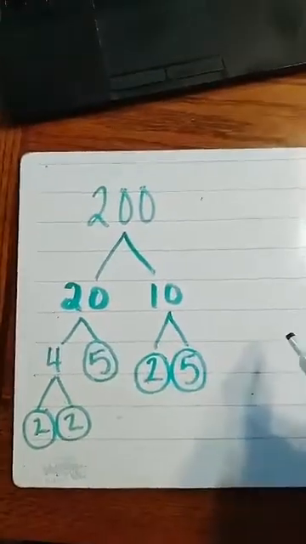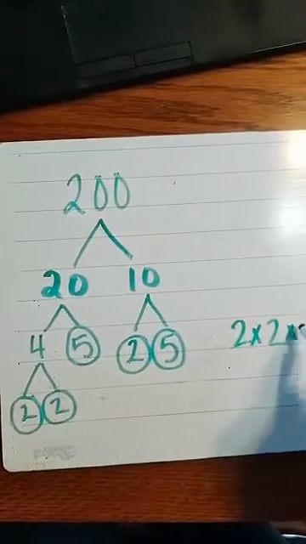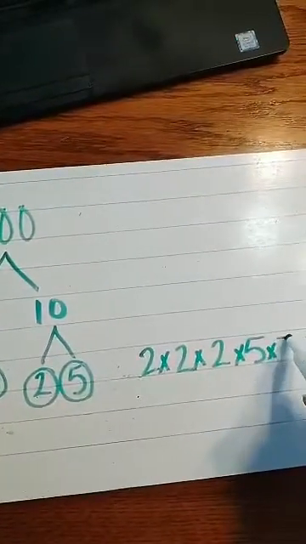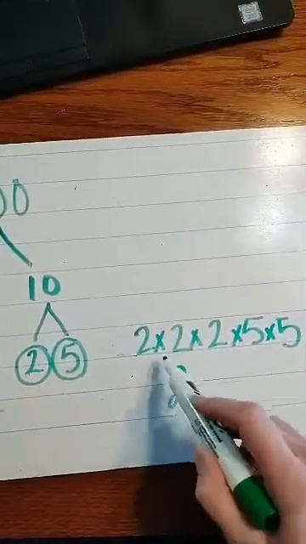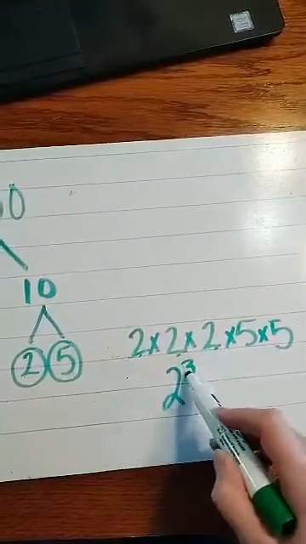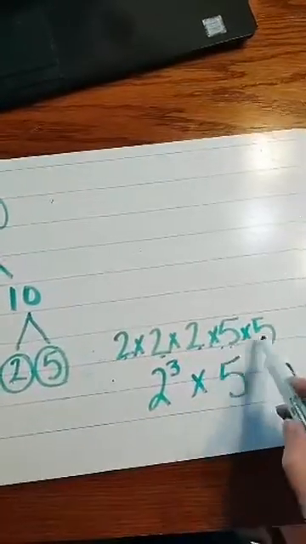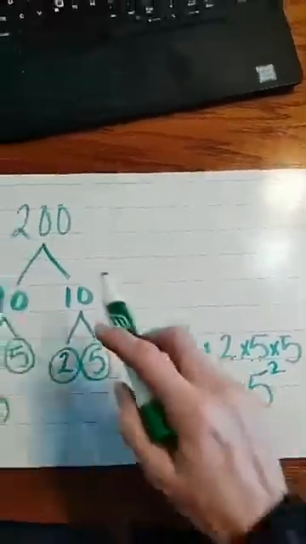So let's write our prime factorization. I've got 2 times 2 times 2 times 5 times 5. So if I write that with exponents, 2, and I have 1, 2, 3, my exponent would be 3. And I have 1, 2 of those, my exponent would be 2. I've done the prime factorization of 200. Well, that wasn't even that bad.